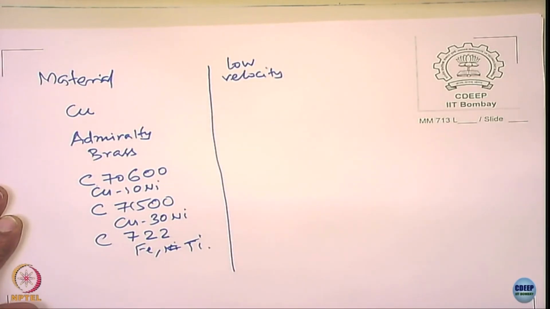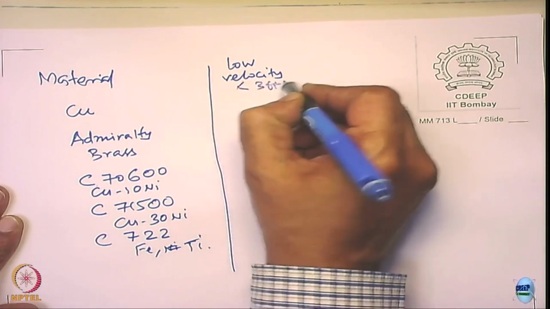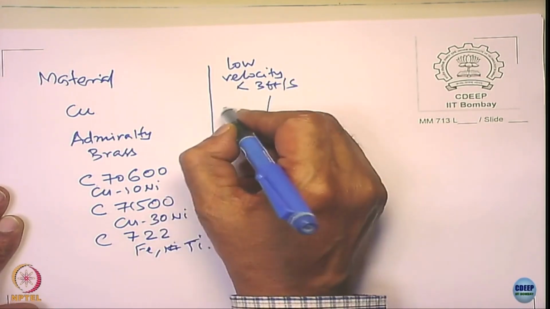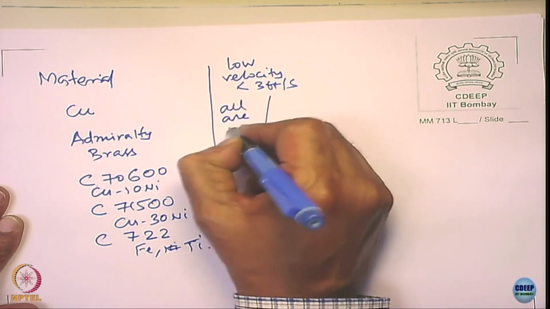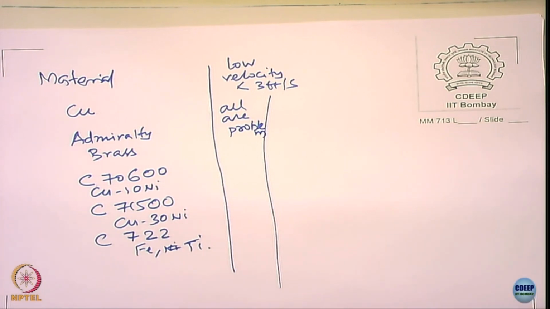Low velocity, right? If it is going to be less than 3 feet per second, all are problem. You know why? You take a pipeline, you take a heat exchanger, when the flow velocity is low, they are not the right material to use. Any idea about it? What do you think? Low velocity is also a problem.